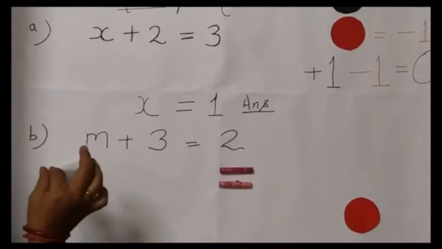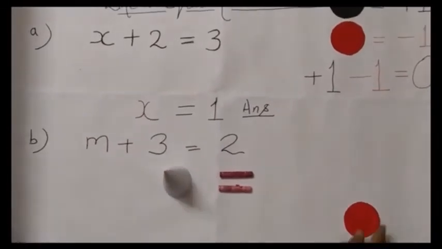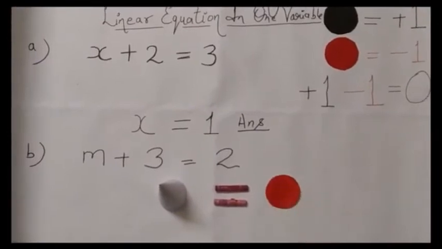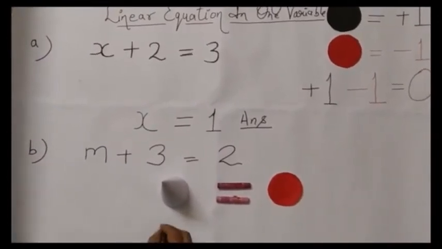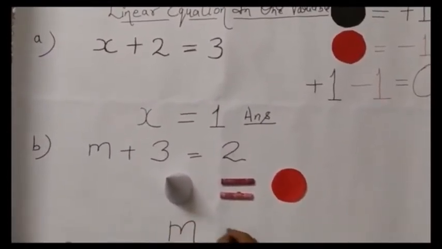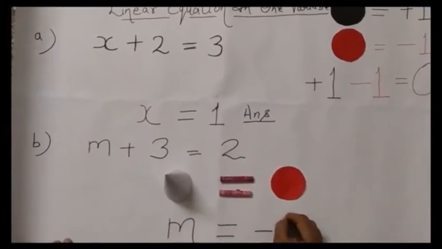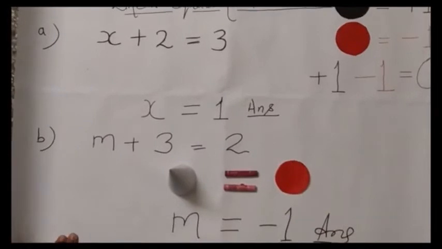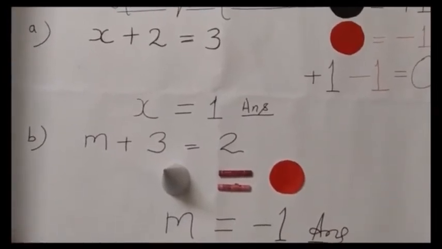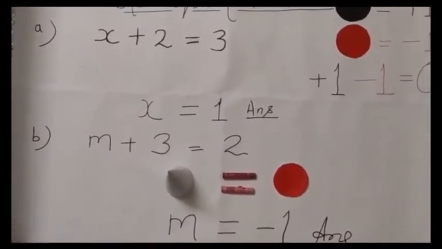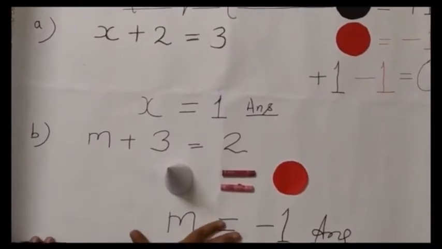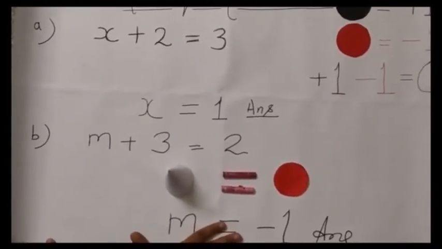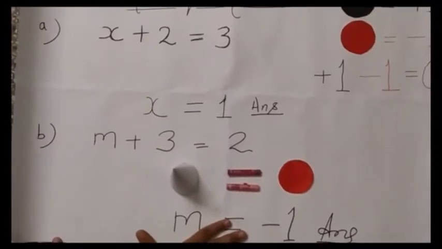Now what is left here? This is your variable m, and what does red represent? Minus 1. So what is the value of variable m? That is equal to minus 1. So like this you can find the value of variables by balancing method. This is your balancing method. Let us now discuss the steps to solve by the balancing method.